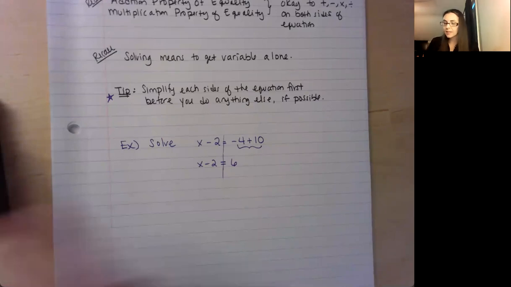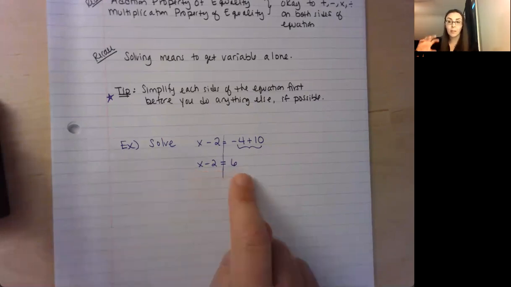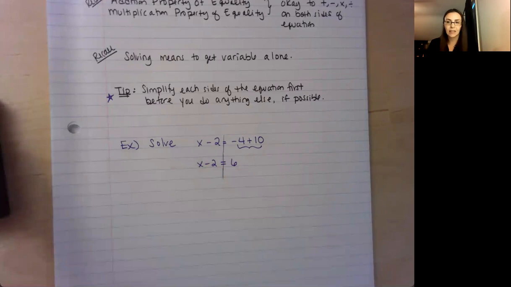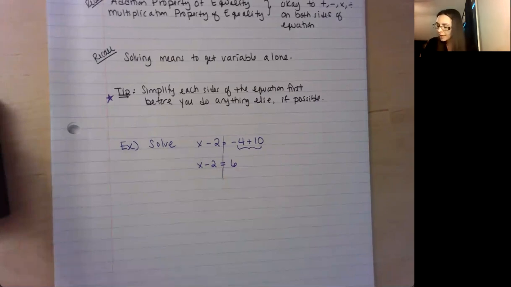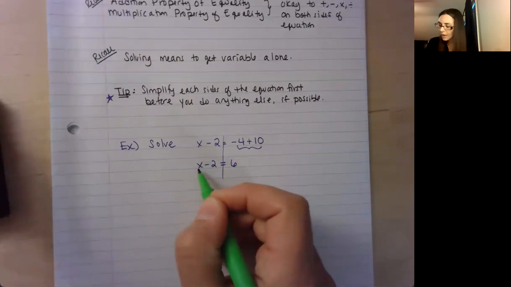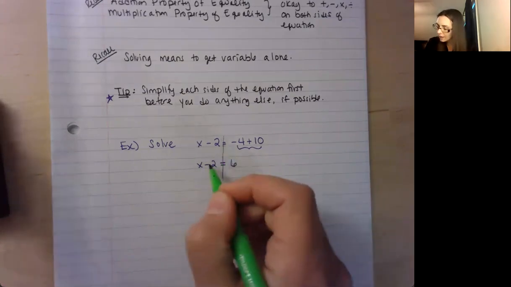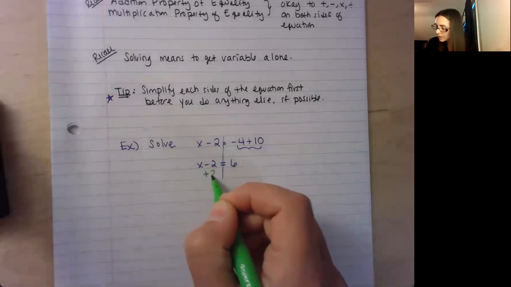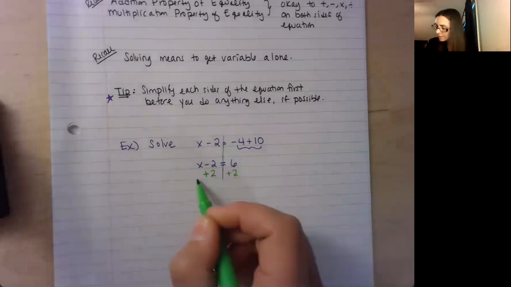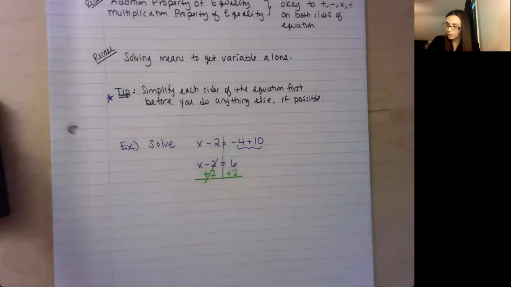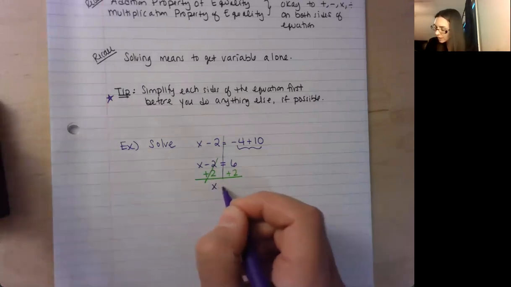So now that everything is as simplified as it can go, I'm going to start moving things around and canceling things out. That canceling and moving stuff should be done after you've tried other simplifying techniques first. So I want the x by itself. I want to move this minus 2, and to cancel it out, I'm going to add 2 to both sides. Negative 2 plus 2 is 0. So then I have x is equal to 8.